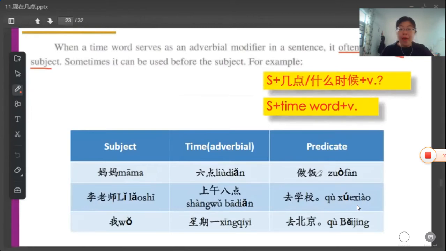做饭, cook a meal. I'm writing that because of your network. Maybe you need to adjust your network, because others can see me, hear my voice and see my PPT. Okay?